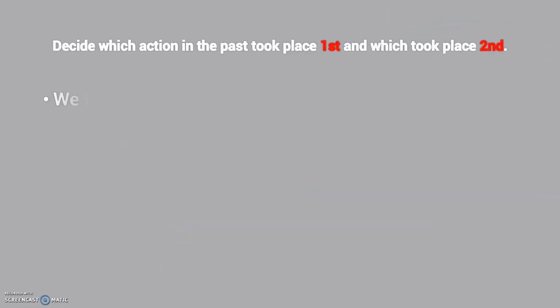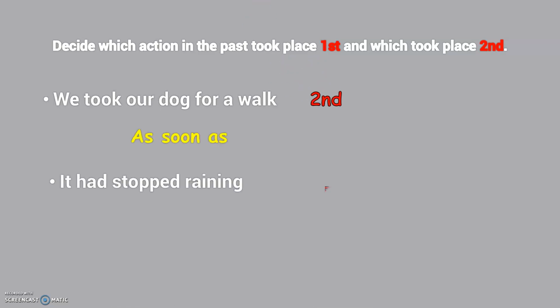Let's look at another example right here. Same thing, we decide which is the first one. In this case, it had stopped raining is the first action. And then the second action is we took our dog for a walk. So, if we put it together with one expression, we can have we took our dog for a walk as soon as it stopped raining.